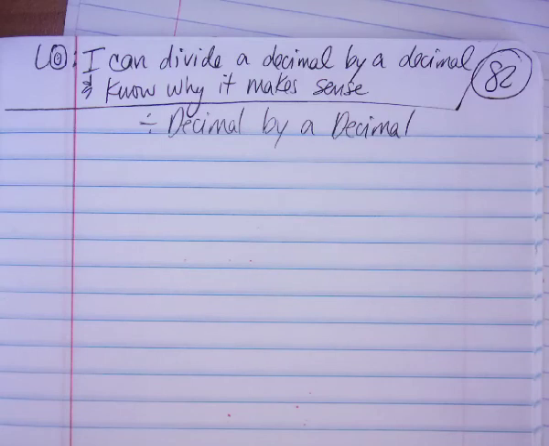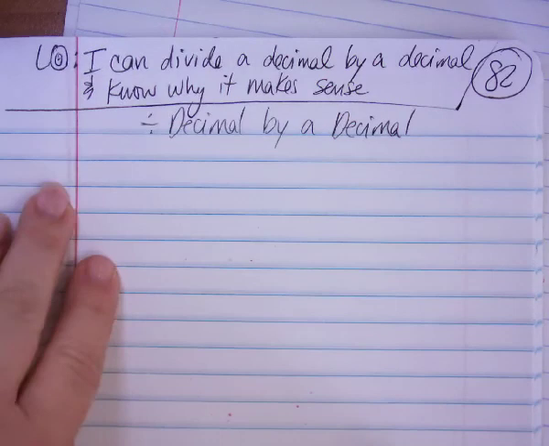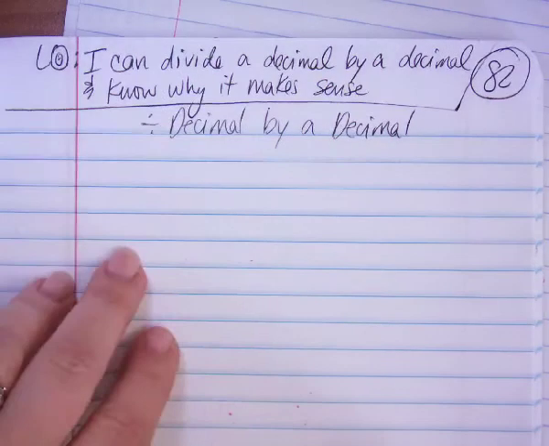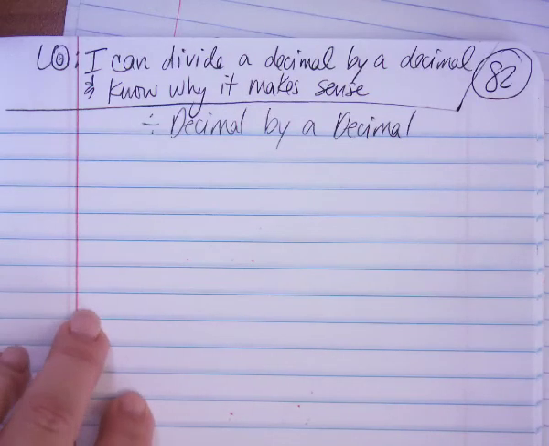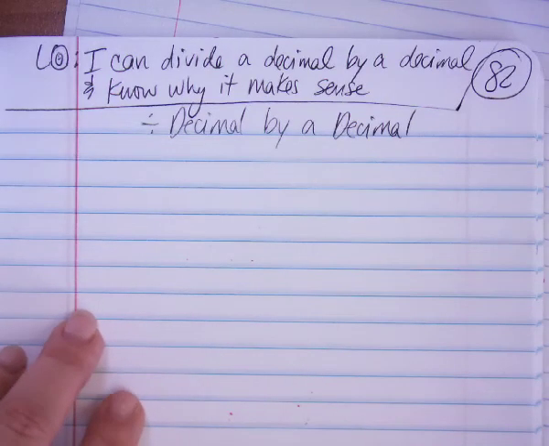So that's okay. The key for this entire topic, or this entire standard really, is that we actually aren't dividing by a decimal. You don't. You're dividing by a whole number. But in order to do that, you have to get rid of the decimal if there is one in the divisor. Would you agree with that? Yes. Okay. How do we get rid of that decimal?